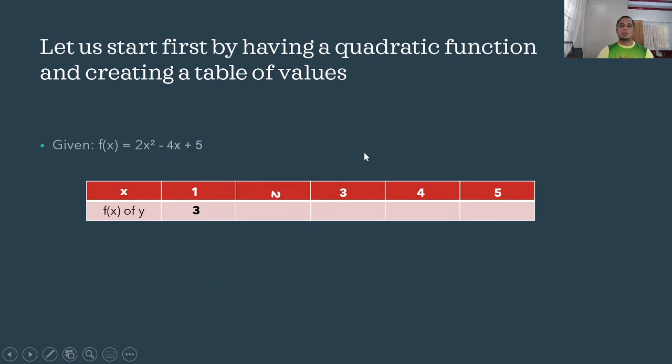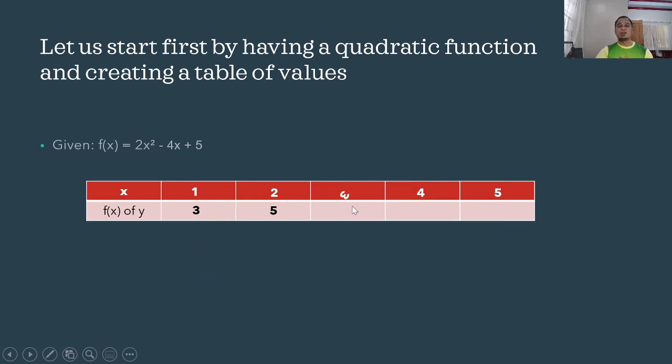Let's continue. If we will be using 2, replace x by 2, we come up with 8 minus 8 plus 5. And 8 minus 8 will be eliminated. We will be having 5 as our last value for y. So if x is equal to 2, therefore y is equal to 5. And how do we come up with this one? By simply substituting the value of x here in the quadratic function.